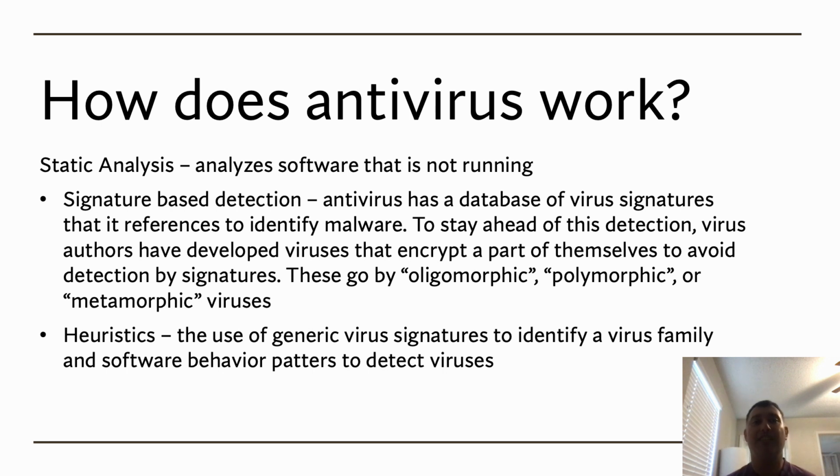To stay ahead of this, some virus authors have come up with viruses that encrypt a part of themselves so they can't be detected by virus signatures. These viruses are called oligomorphic, polymorphic, and metamorphic viruses. Then there's heuristics. Heuristics looks at software behavior patterns to detect viruses. It can also use generic virus signatures to identify virus families.